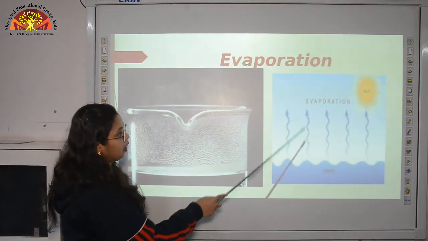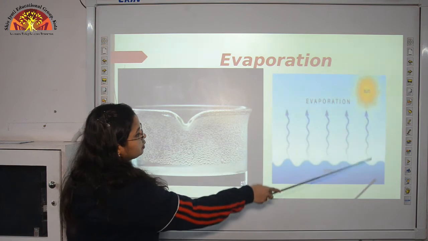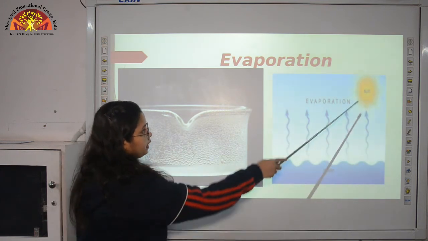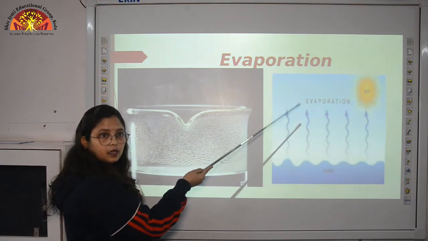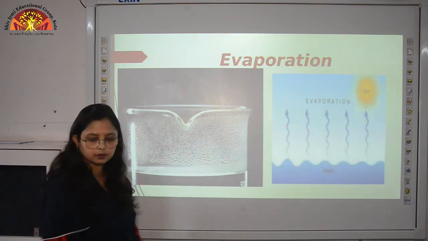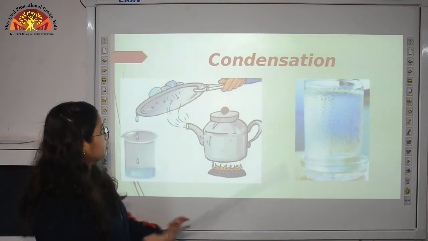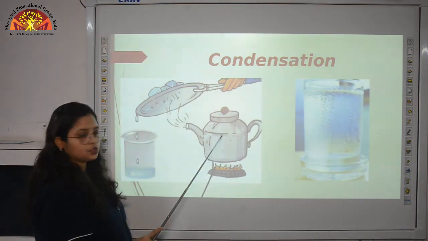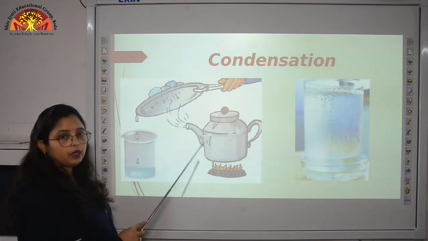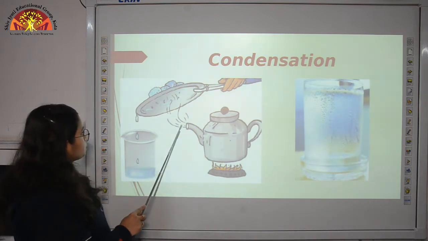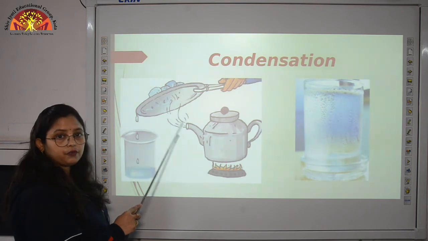And in nature, how does evaporation occur? When the water on the surface of the water body gets heated up by the sun, the water starts rising up in form of water vapor. Now this is the example of condensation. Here you can see when we heat up the water, what happens? Evaporation occurs and this water comes out in form of steam.